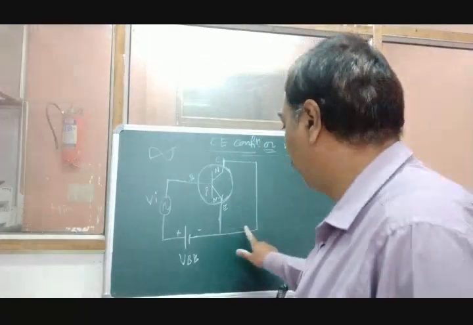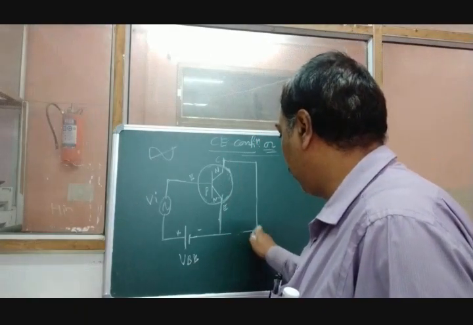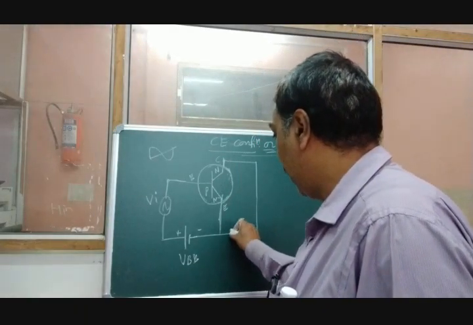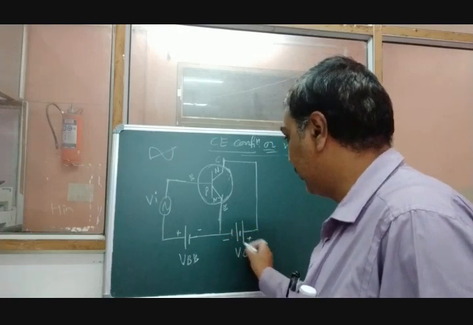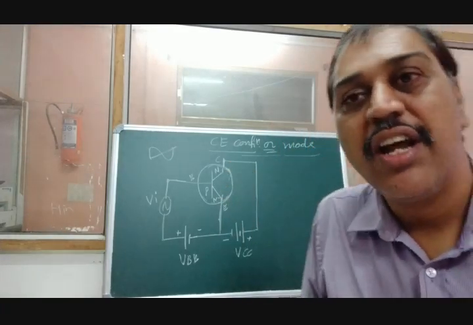So the collector should be connected to the positive of the battery. This is negative, and this is positive, negative. So this is said to be VCC. This output junction should be reverse biased.